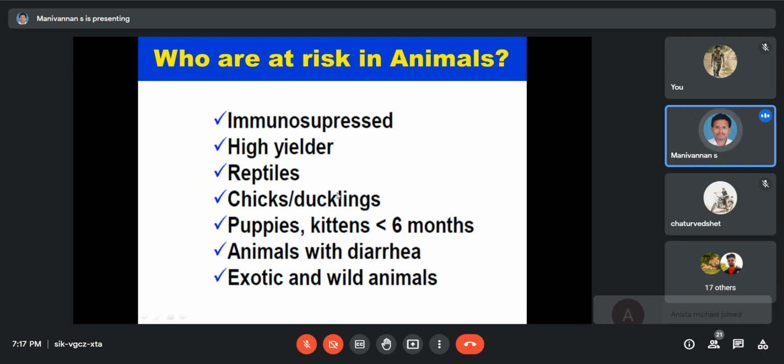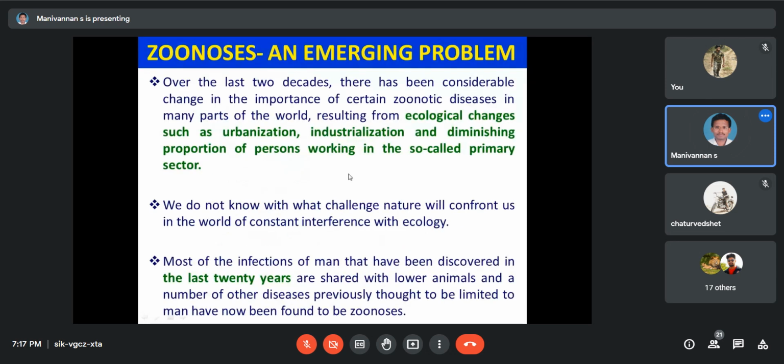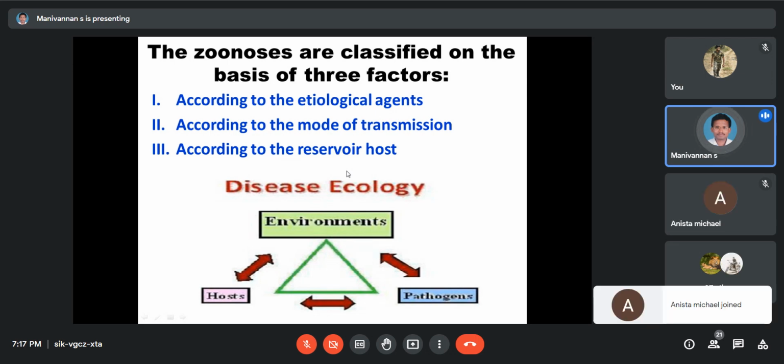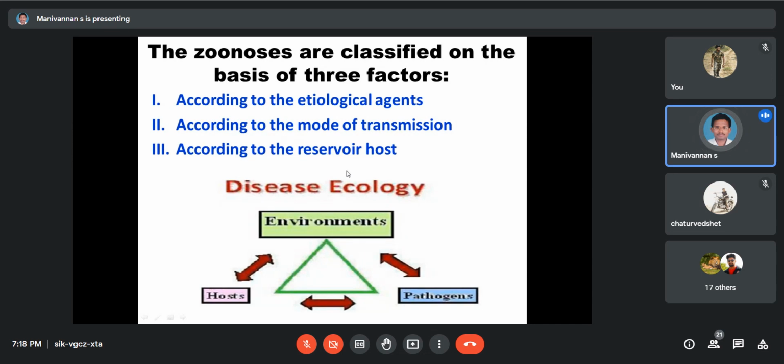What are the risks to animals that are immunocompromised? Coming to this one, zoonoses are classified on the basis of three factors: first, according to the etiological agent; second, according to the mode of transmission; and third, according to the reservoir host. Zoonoses are classified based on these three factors.